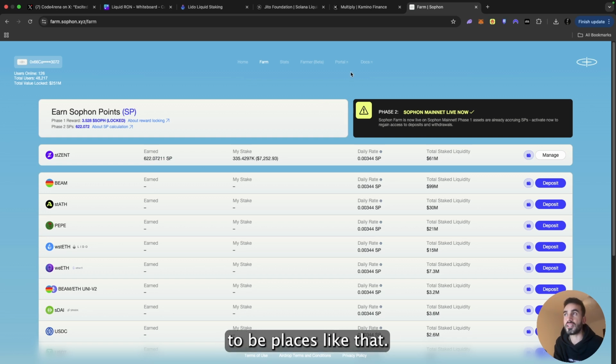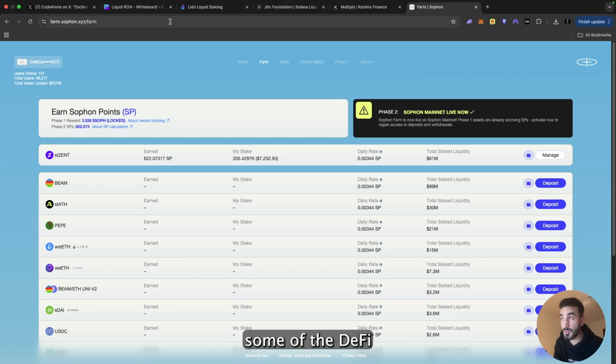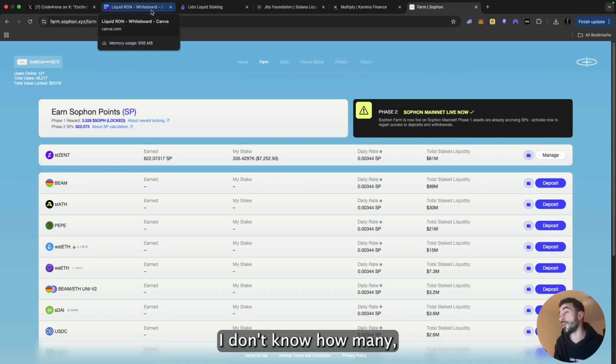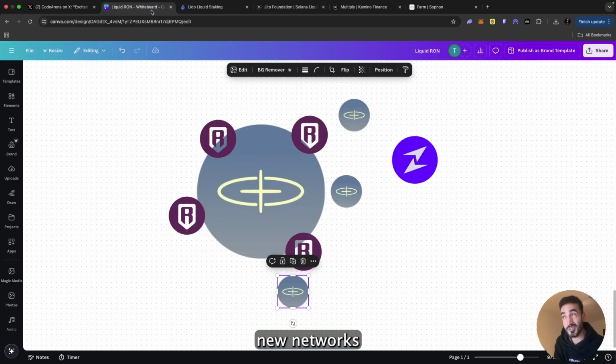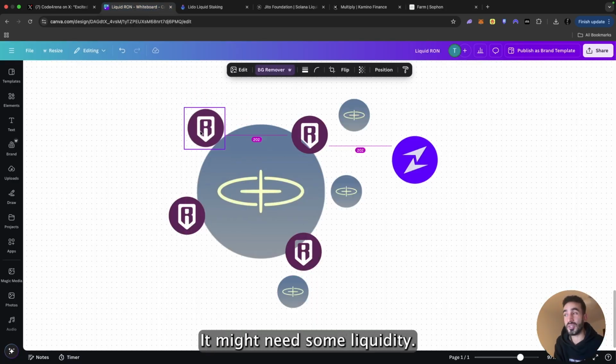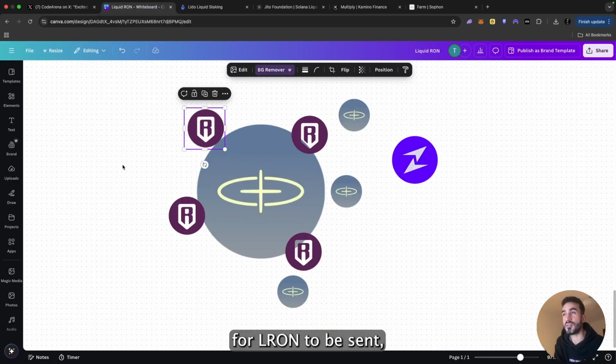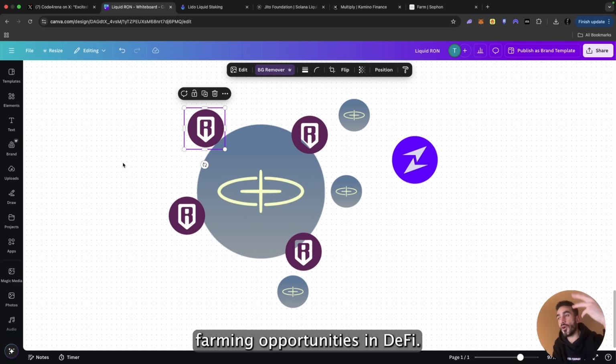So I think there are going to be places like that. I'm not sure how heavy some of the DeFi things are going to come. I don't know how many new networks are going to get whipped up and might need some liquidity and will be asking for LRON to be sent. Maybe one of these ZK EVMs from one of these games are going to be like, hey, we need some RON liquidity. Bring your LRON, just hold it in our network and we'll give you guys tokens. There's a lot of these liquidity farming opportunities in DeFi.